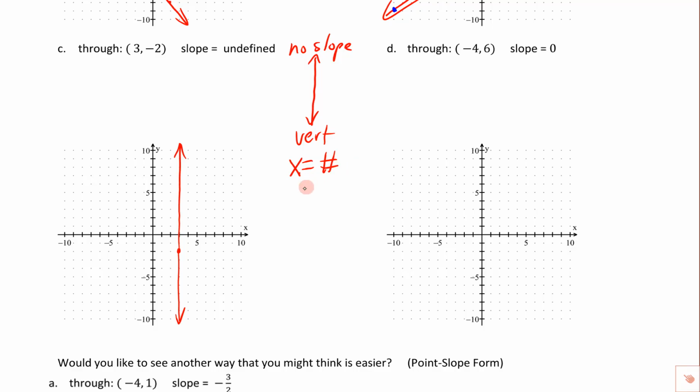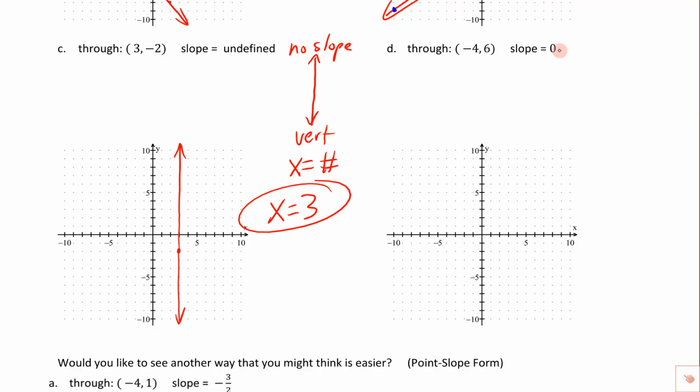In fact, we could just say, I know it's going to be x equals a number. Well, which of these two numbers would it possibly be equal to? Would it be equal to the 3 or the negative 2? Well, it's not going to be the negative 2 because that's the y. So it's going to be the x coordinate, which is 3. And that right there is it. Done. End of story. The cool thing about that is there's no slope to find. There's no y-intercept to find or anything like that. We're just using what we know about horizontal and vertical lines to figure that out.